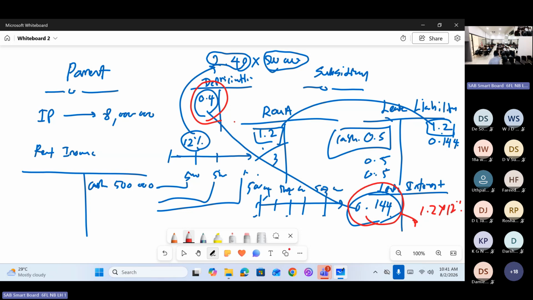P&L hit is how much? 5 lakhs. How about now P&L hit? Depreciation 4, right? Interest 1.44. Altogether, you can see it is very nearby 500,000, right? Nearby 500,000. Okay.